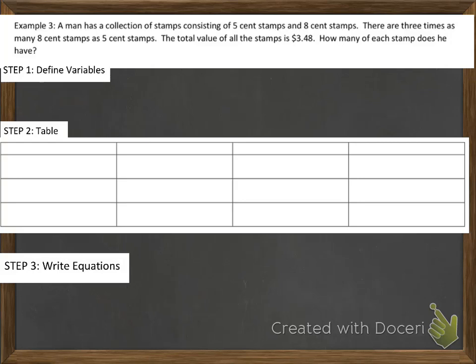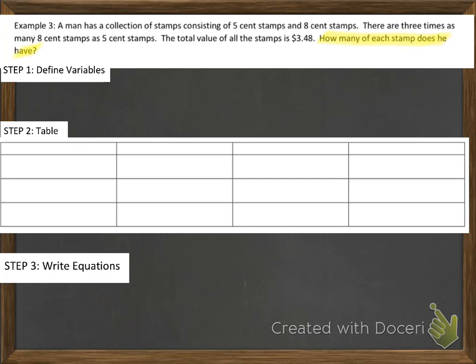Let's look at this next example. It says a man has a collection of stamps consisting of 5-cent stamps and 8-cent stamps. There are 3 times as many 8-cent stamps as there are 5-cent stamps. The total value of all the stamps is $3.48. The last part, which is where we define the variable, says how many of each stamp does he have?